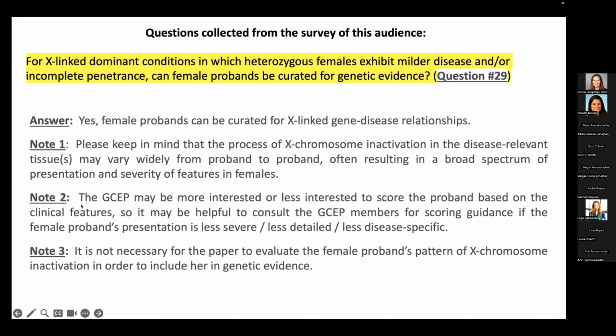And so the second note is, you might want to consult your GSEP about this particular female proband you're interested in. Is her phenotype, or her features, a good fit for your disease of interest? If they're a little bit less severe or less specific to your gene, that might be a trigger for finding a different proband. They also gave me a really interesting note: you don't necessarily need a detailed investigation of your specific proband's pattern of X inactivation in order to include her in genetic evidence. You can just go ahead and get the GSEP's say-so based on her phenotypes.